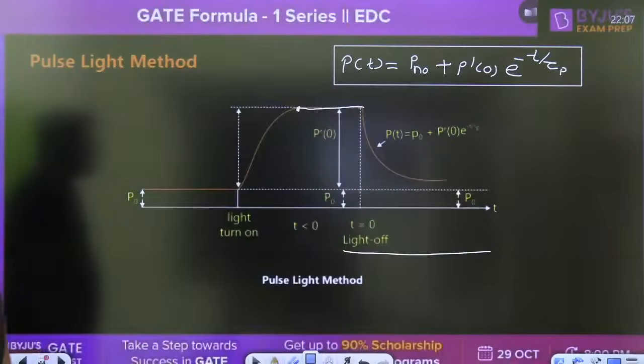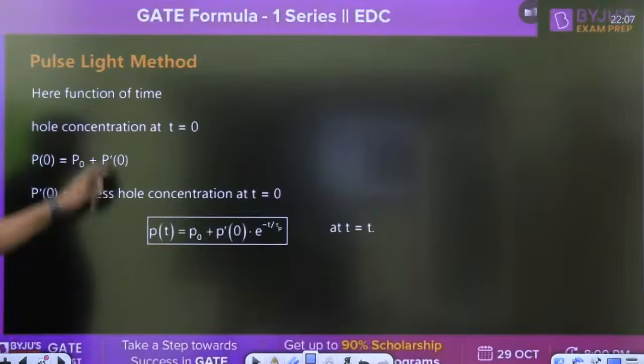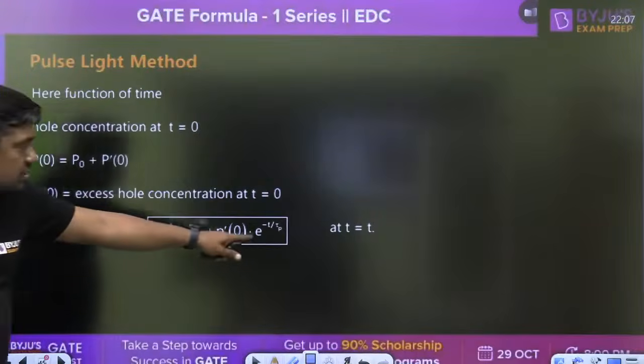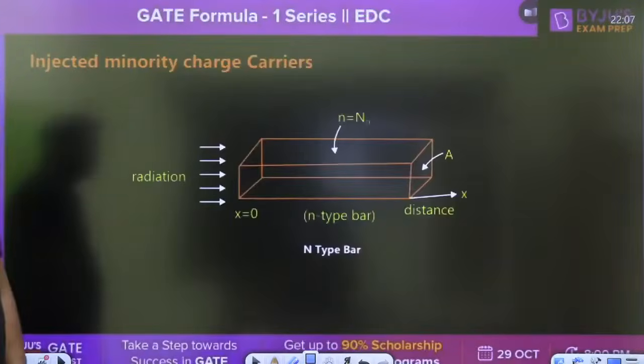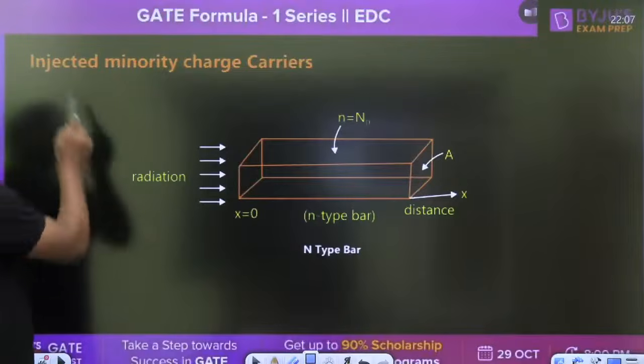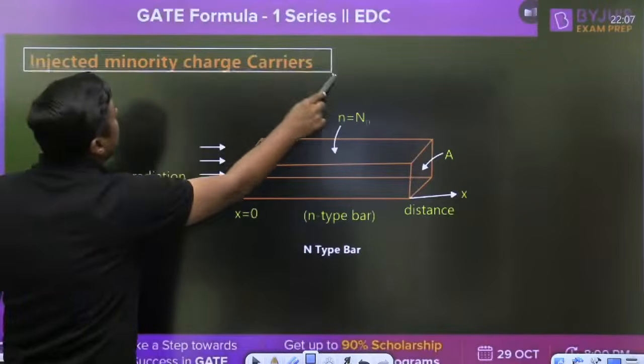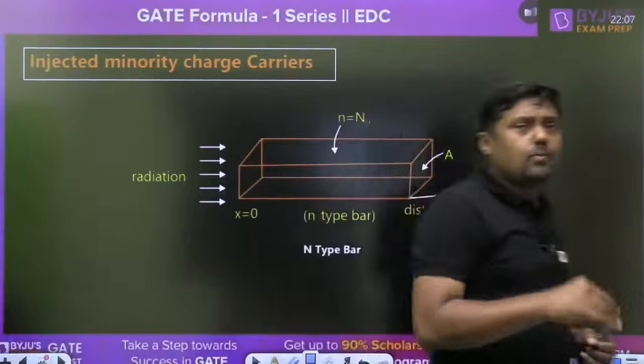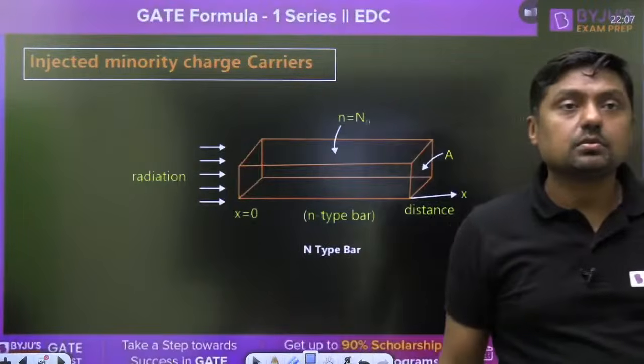Remember this equation. Then it is a function of time. This is the pulse light method, hole concentration, and this is the formula: e raised to power minus t by tau p. The second one is called injected minority charge carriers. In injected, there are a number of questions on this diagram.